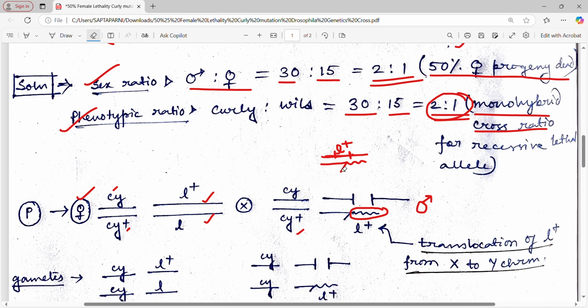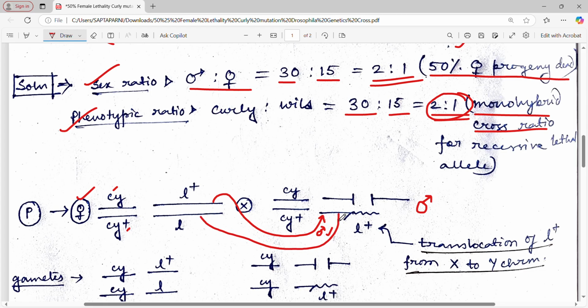Now what will happen? See here, whenever the X chromosome of the mother with L plus combines with this Y chromosome, the male progeny will survive, because the Y has the L plus allele. And when the L X chromosome combines with this Y chromosome, the male progeny will also survive, because it has L plus on the Y chromosome, which complements the absence of L plus on the X chromosome from the mother.